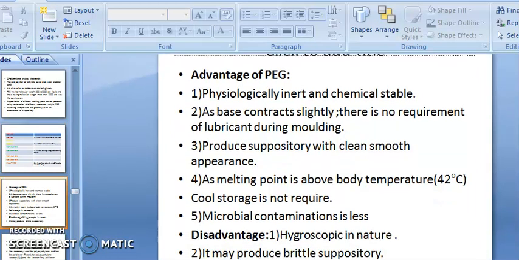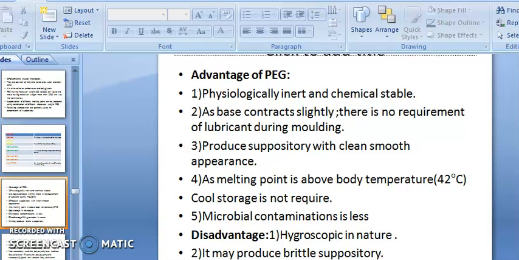Then the advantages of polyethylene glycol. It is physiologically inert and chemically stable. As a base, there is no requirement of lubricating during molding; it itself acts as a lubricating agent. It produces suppositories with a clean, smooth appearance.